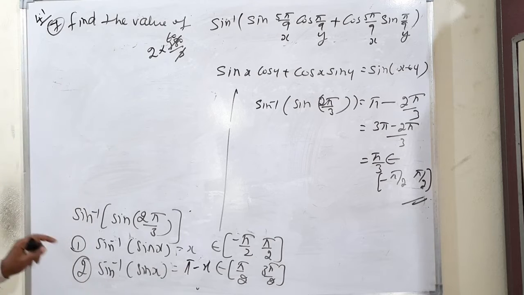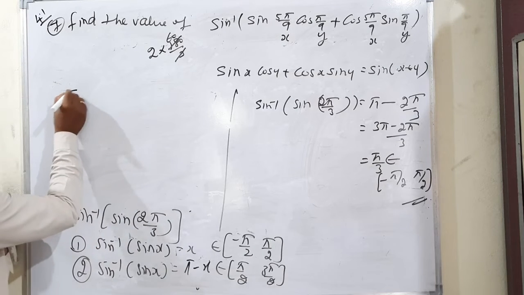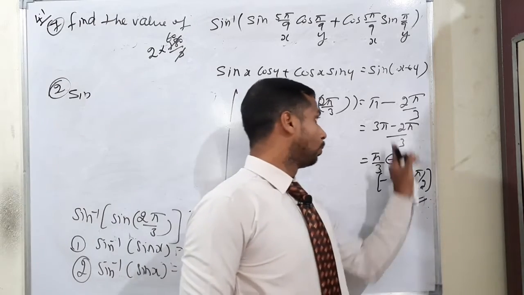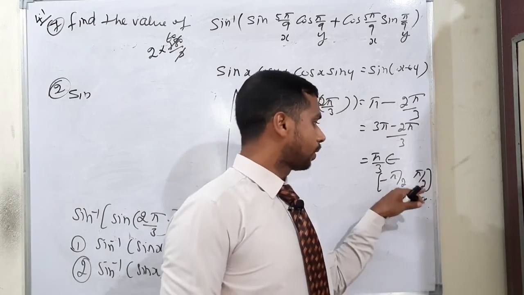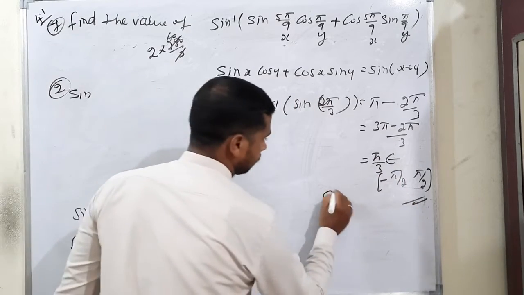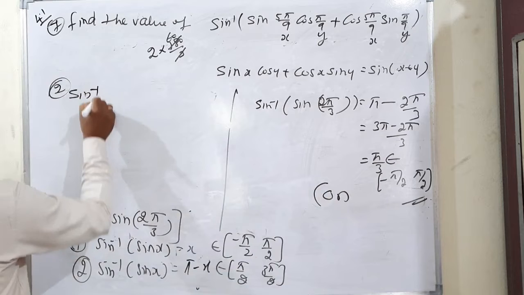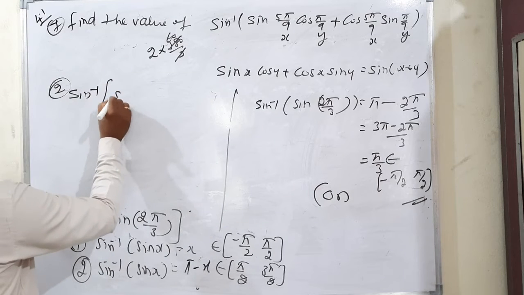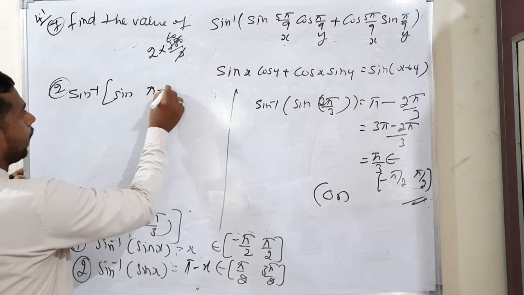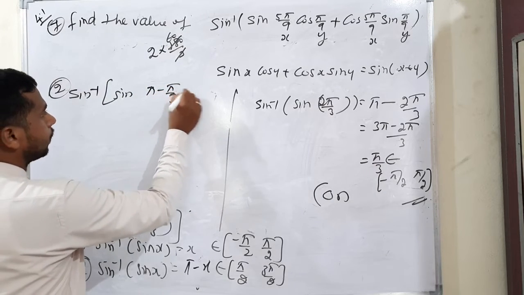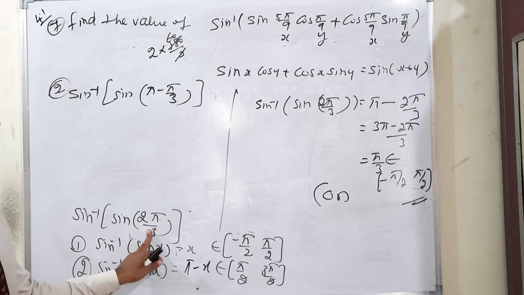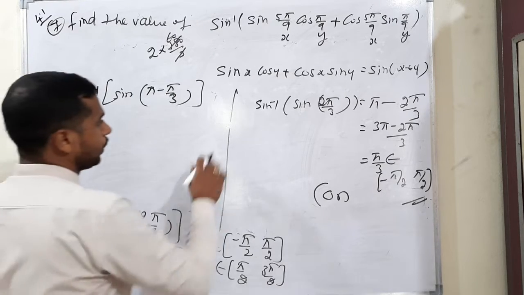Okay, the second case, instead of 2 pi by 3, this is actually the second method. If you use the pi minus x format, you can stop it at pi by 3. Instead of sine inverse sine of 2 pi by 3, we can now write pi minus pi by 3. If you simplify, pi minus pi by 3 gives you 2 pi by 3.